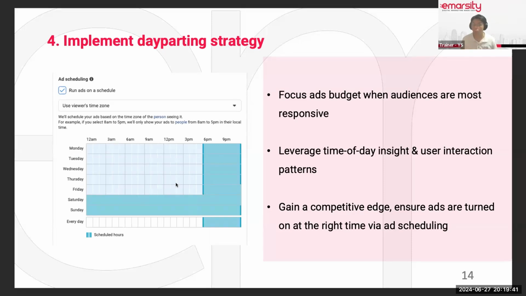So you might be wondering what my preferred hours will be. The preferred hours will be when your audiences are most responsive. Why do we not want to run ads when our audience is unresponsive? Just to give you an example, maybe we are targeting working adults. Our ads are shown maybe during 9 to 6 p.m.